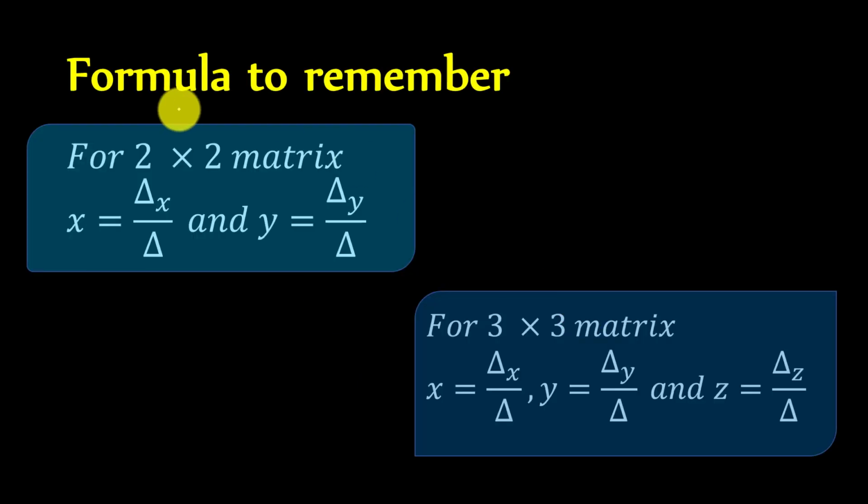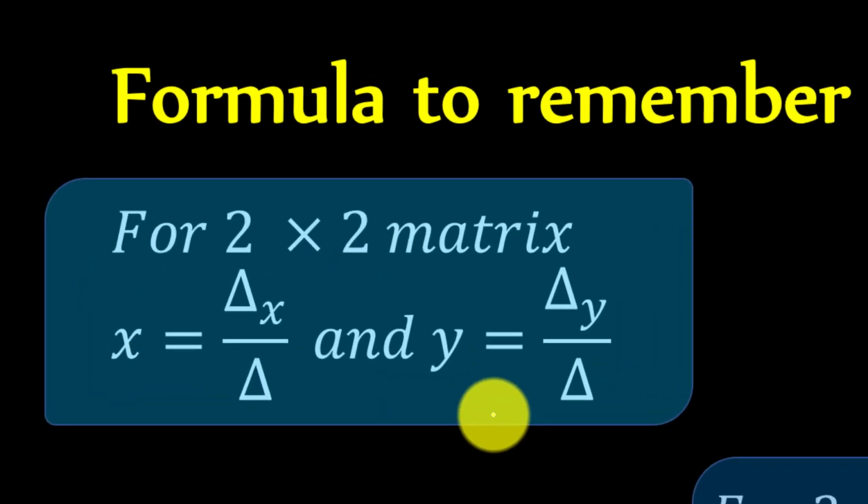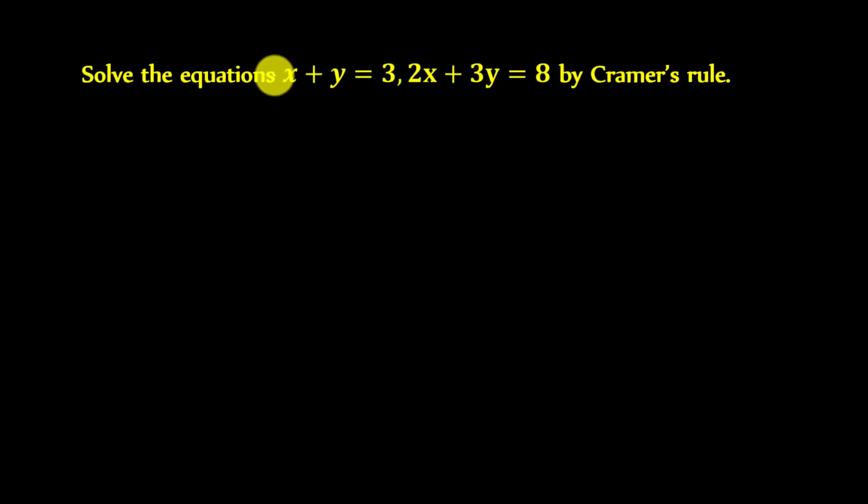So here, for a 2 into 2 matrix, to find x and y: for x it is delta x by delta, and for y it is delta y by delta. Similarly for a 3 into 3 matrix, the only difference is for z: you have to add another one, z, which is delta z by delta. The remaining two are the same as in the case of the 2 into 2 matrix.